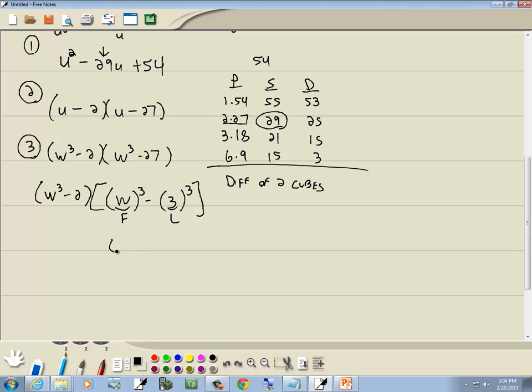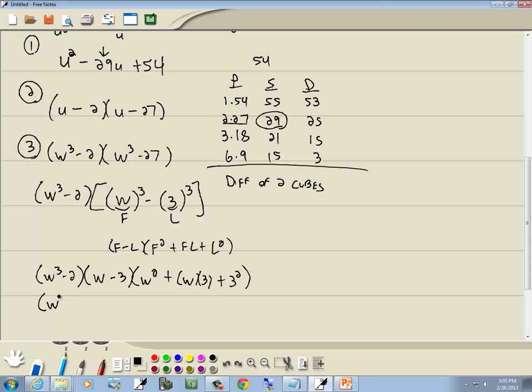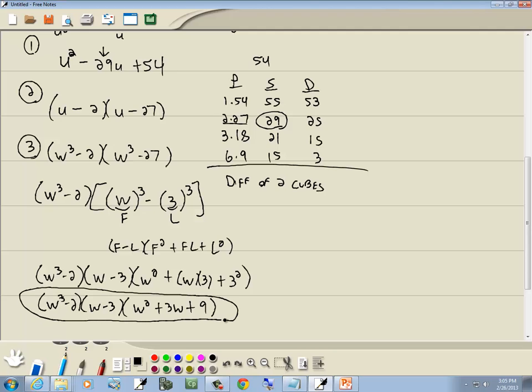The formula for the difference of two cubes is F minus L times F squared plus FL plus L squared. Now the w to the third minus 2 just keeps carrying down. It doesn't change. Everywhere we have an F, we'll plug in w, and everywhere we have an L, we'll plug in 3. So we get w minus 3 times w squared plus w times 3 plus 3 squared, which gives us w to the third minus 2 times w minus 3 times w squared plus 3w plus 9. And that's our answer.